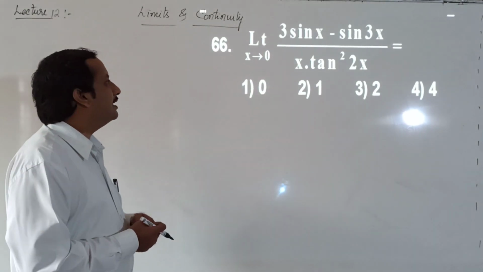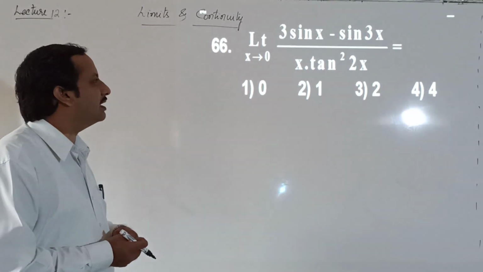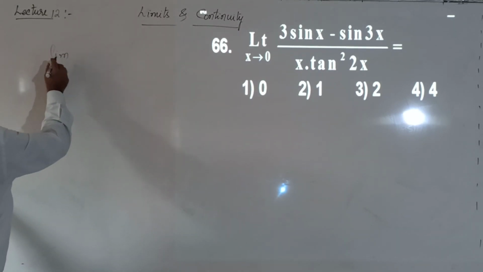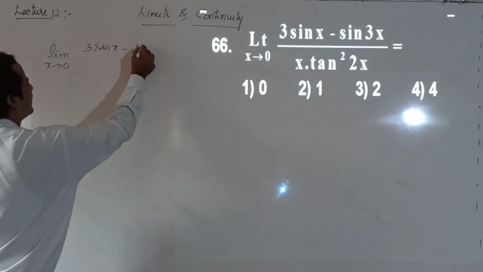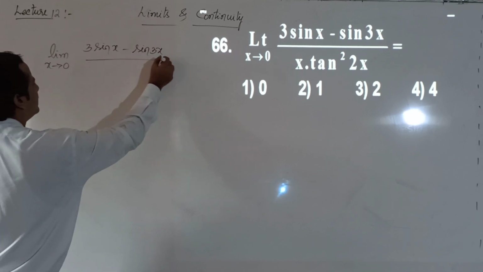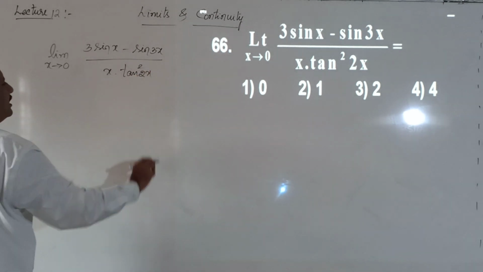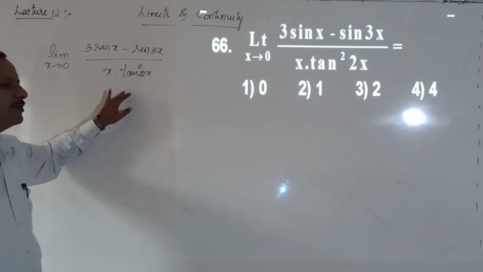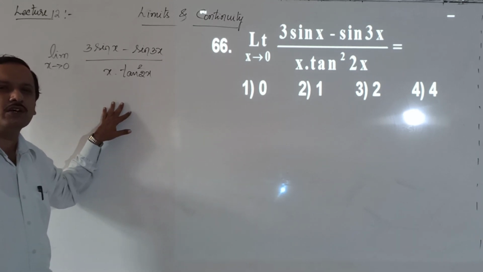Question 66. Limit x tends to 0, (3 sin x minus sin 3x) divided by x into tan square 2x. If I directly apply the limit, sin 0 is 0, here also 0, numerator is 0, denominator also 0. So if it is 0 by 0 form, then generally we go for L-Hospital's rule.